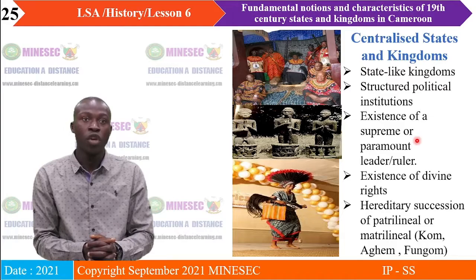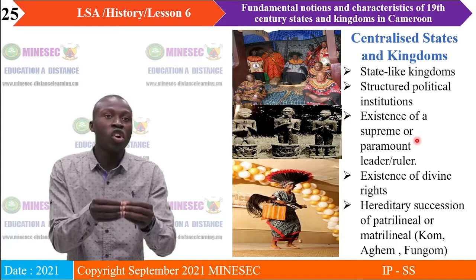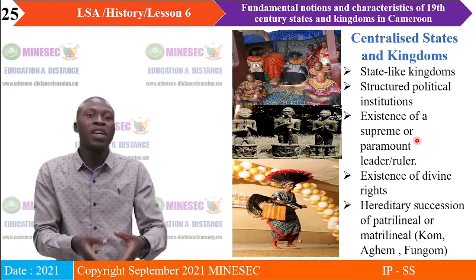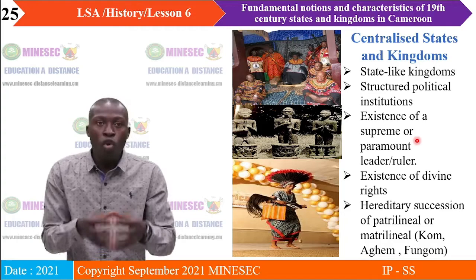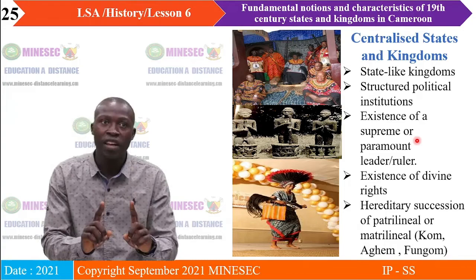We talk of succession patterns, which were patrilineal and matrilineal. Patrilineal implied that succession was by the biological sons of a fallen king, a deceased king. Whereas matrilineal succession, like in the case of the people of Kom and Aghem Fungom, implied succession was by the direct blood relations of the sister of the deceased.